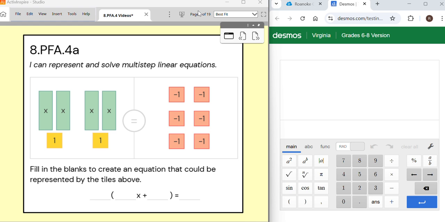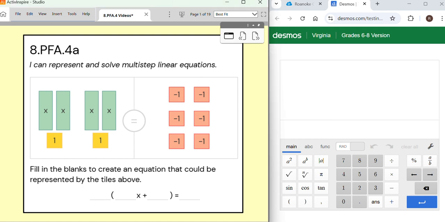I can represent and solve multi-step linear equations. If you look at the models on the screen, we're going to fill in the blanks to create an equation that could be represented by the tiles above. Let's start on the right this time. Notice the equal sign here.